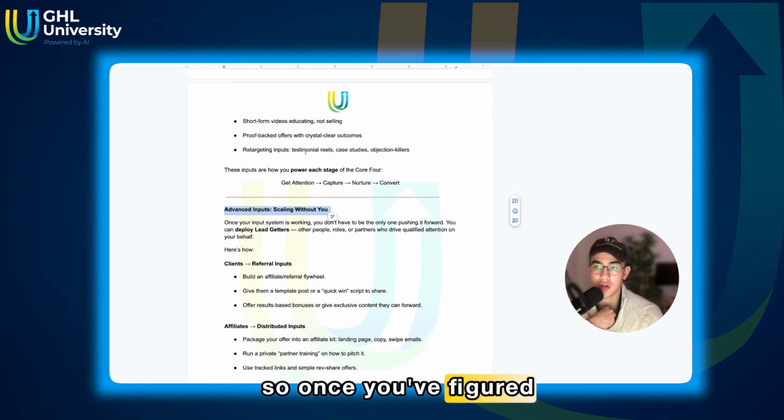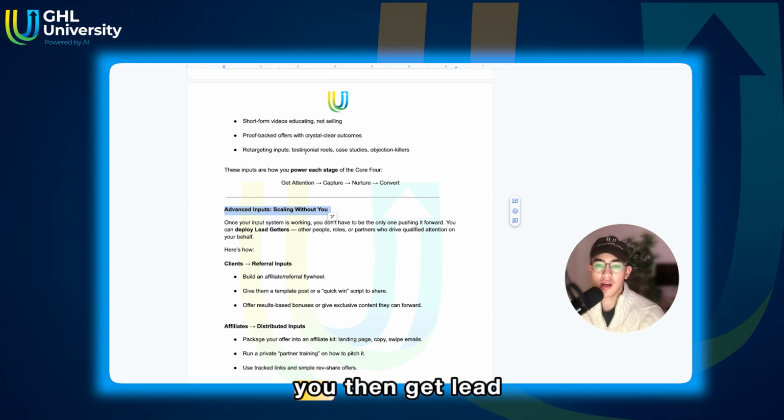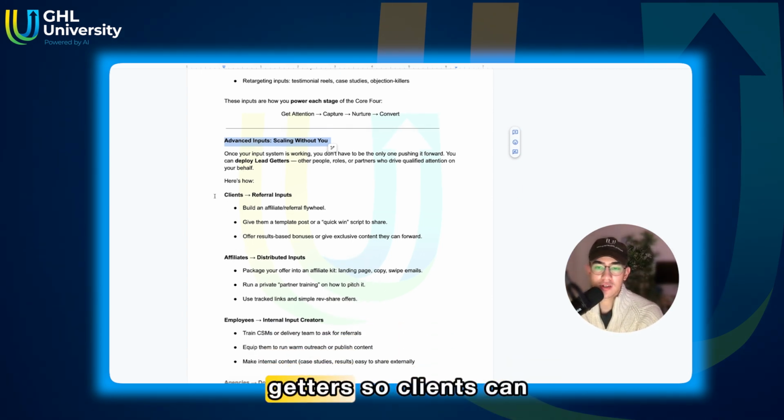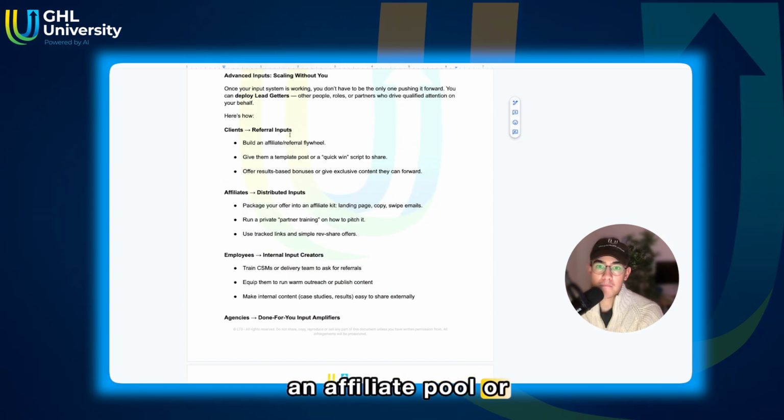So here's some advanced stuff, which is scaling without you. So once you've figured out how to do this yourself before outsourcing it, you then get lead getters. So clients can get referrals. So you can build an affiliate pool or a referral pool. So you give them a reason for them to start referring you clients.